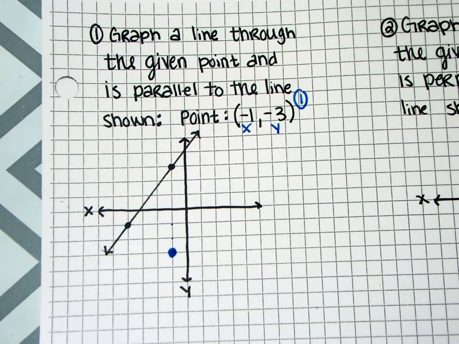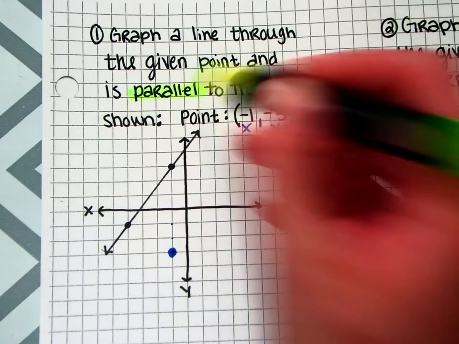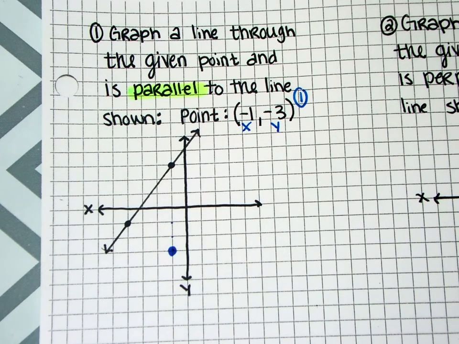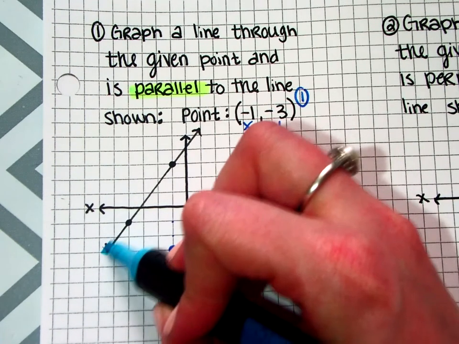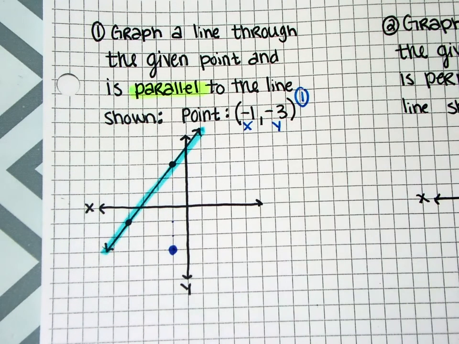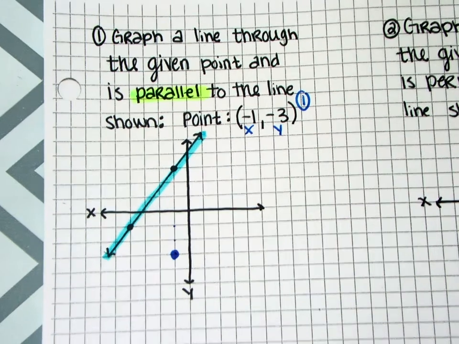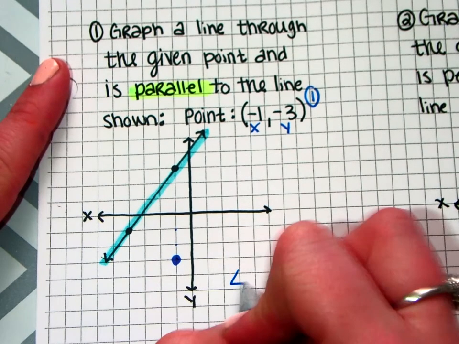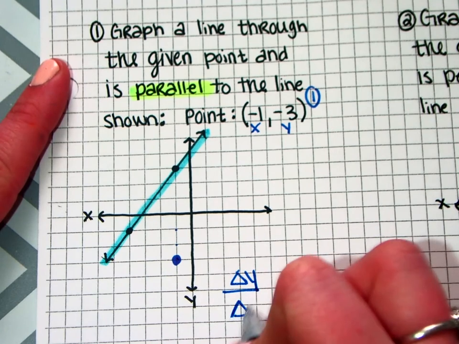Next, I need to be mindful of whether or not I need to keep the slope the same or do the opposite reciprocal. And in this example, it wants the line parallel. Remember, parallel lines have the same slope. So all we're going to do is find the slope of the original line. And in this problem, our original line is located here. The way that you count slope is from point to point. And it's always going to be change in Y over change in X.